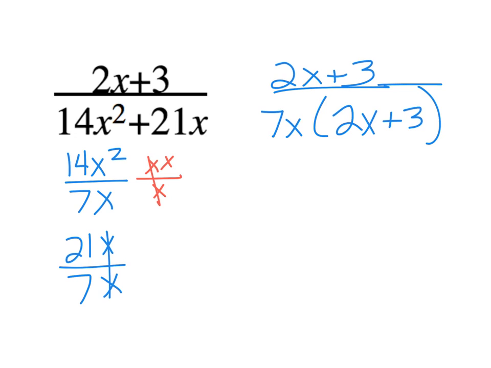And then, like we always hope happens in these problems, I've got the same binomial on the top and the bottom. Those two can cancel out. And that just leaves me with a 7x on the bottom, but I don't have anything left on top. So with nothing left on top, I just put a 1 on top, and that's my answer.